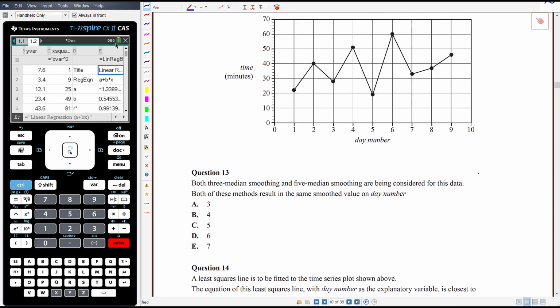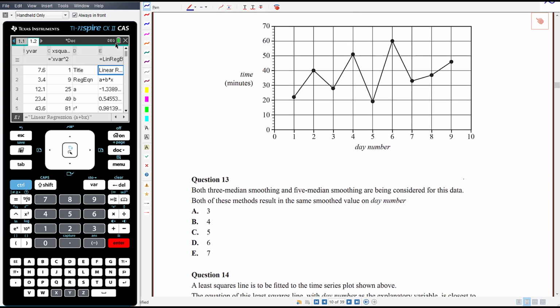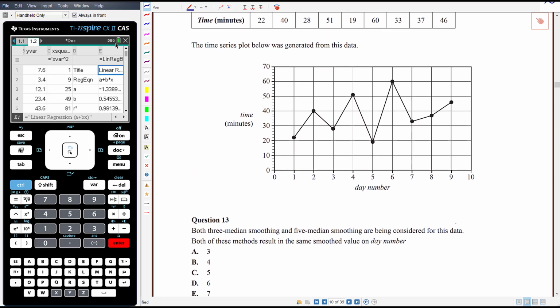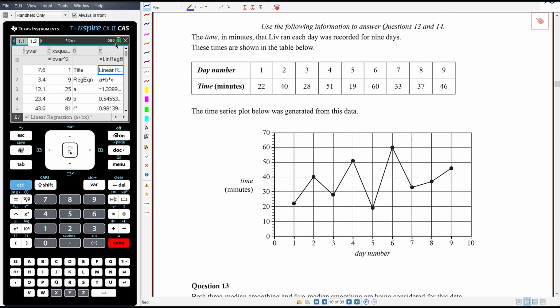Okay, so we essentially need to do both the 3 median and 5 median smoothing and work out on which day we get the same value. So 3 median smoothing, looking at the first 3 data points. Those 3 times, the median time is that one there. Then we look at our next 3 data values. Therefore, looking for the smoothed value for day 3, the median time is going to be this one up here.